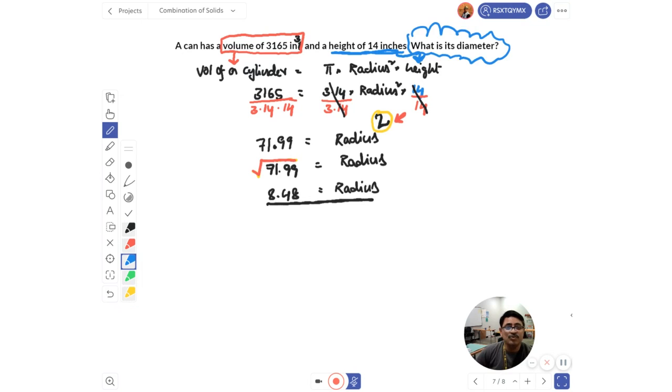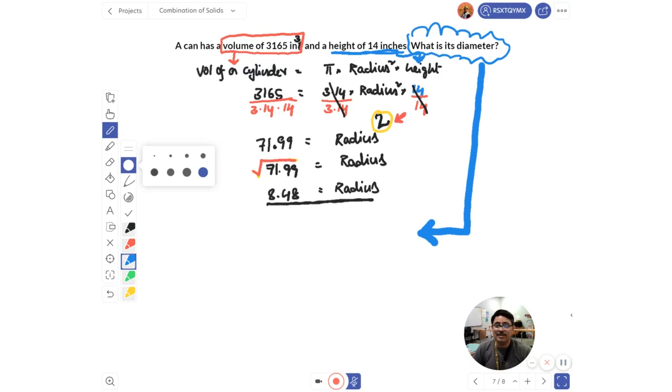This is what will happen during testing. During testing, you may think that you got the answer, and unfortunately the options will be given with 8.48 as one of the answers. So you may choose it and think that you got the correct answer, but the computer grades that one as a wrong answer, because you're asked to find the diameter, not the radius. So just double the radius, then you get the diameter. You know the diameter is twice the radius.